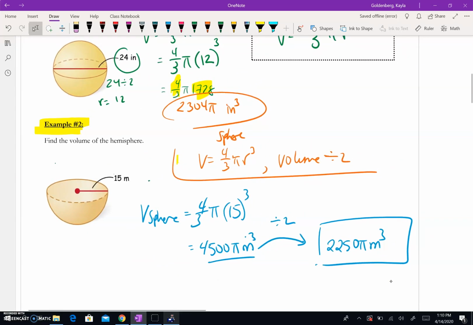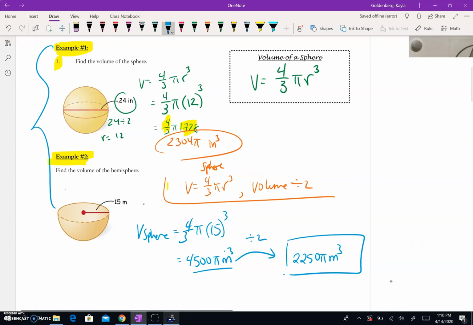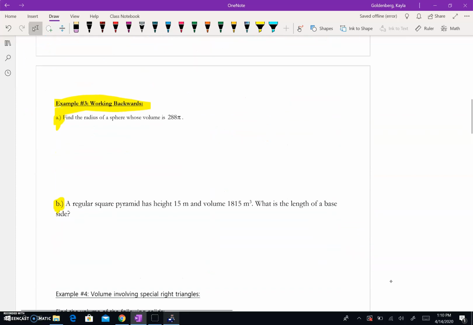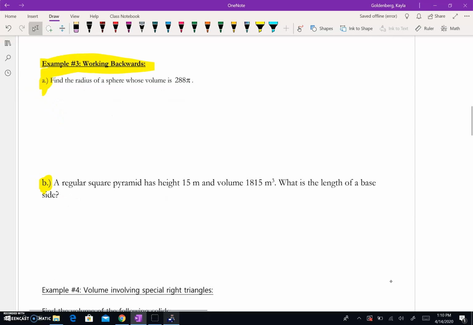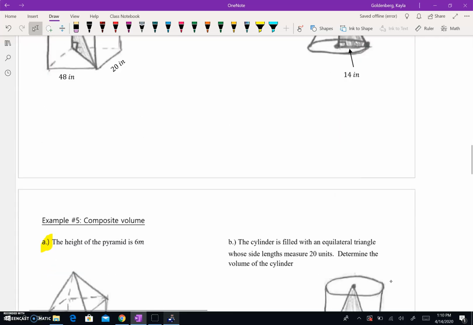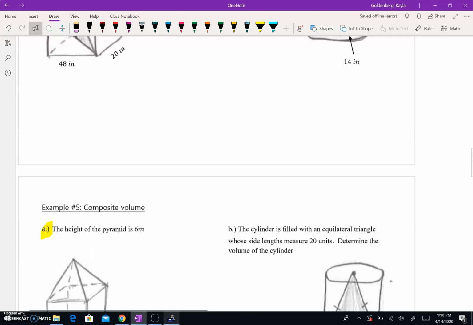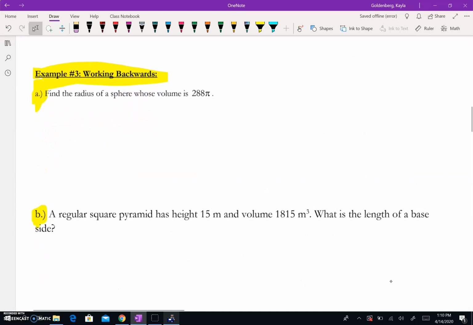Okay, so I would say that these two first examples are definitely your core examples. These are straightforward, just bare bones. Can you plug it into the formula and get your final answer? We're going to look at maybe 1 or 2 working backwards. I don't know how much we'll get to composite. I was going to show you an example of composite, just practicing a couple of shapes put together is all. And that's all that composite was. It was just supposed to be extra practice if we had time.